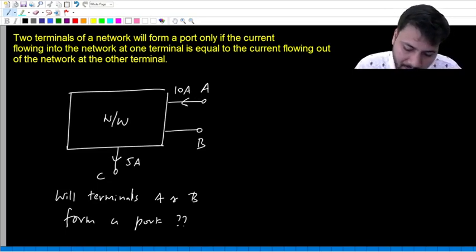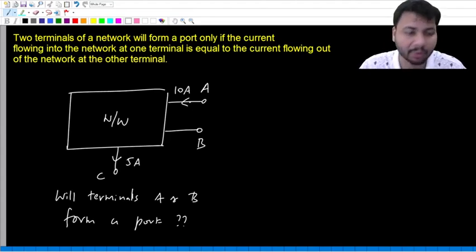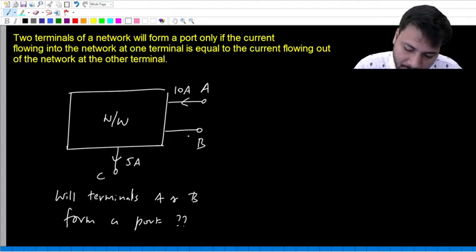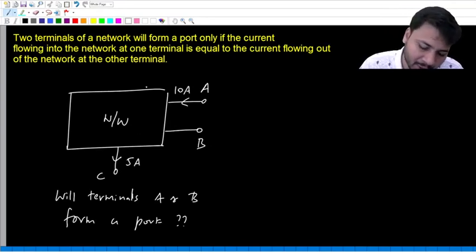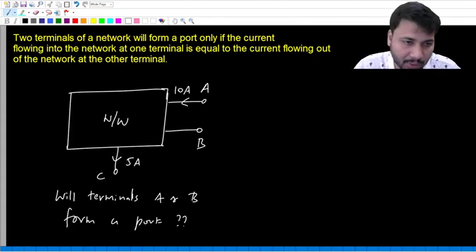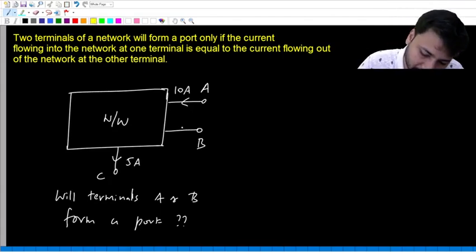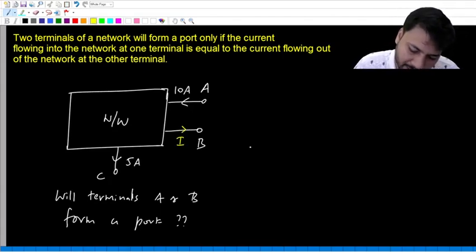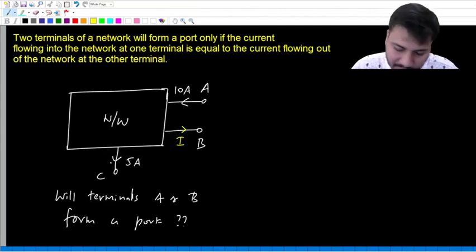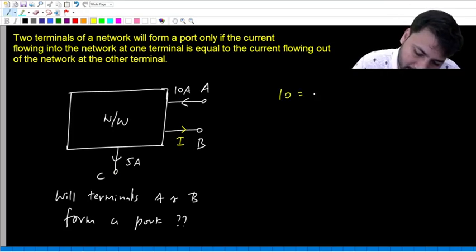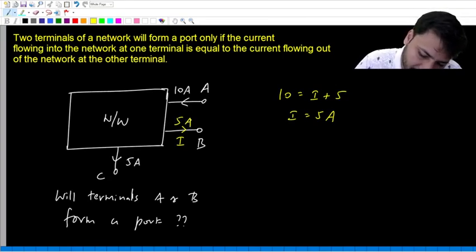Now already at terminal A, how much current is flowing? 10 amps is flowing. What direction? Into the network. Now at terminal C, how much current is flowing? 5 amps is flowing out of the network. Now this white color box, is it not a closed volume? Now for any closed volume, KCL has to be satisfied. Let's say this current is I. What is KCL for the closed volume? Now for this white color box, 5 amps is leaving, I is also leaving, 10 is entering. So 10 equals I plus 5. So I equals 5 amps.